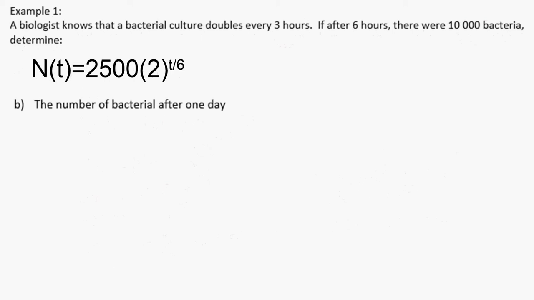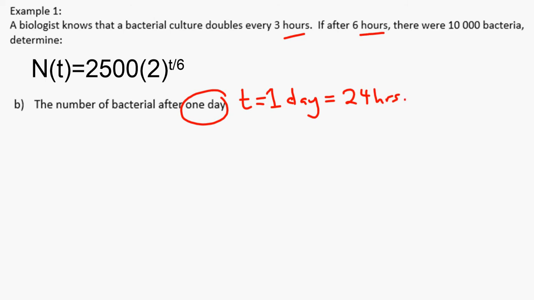Let's look at the next part. The next part says: the number of bacteria after 1 day. So I know after 1 day that my t is equal to 1 day. There is an issue here though, because my t is in hours, so this is really equal to 24 hours. Since these are in hours, I've got to convert my t into hours. So I want N of 24 is equal to, using my new A value, 2,500 times 2 to the exponent of 24 over 3.